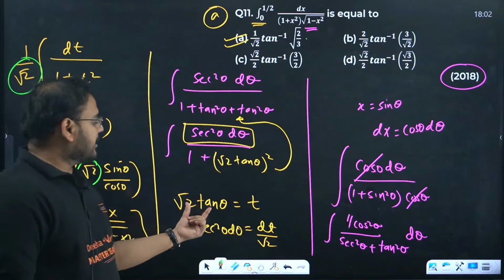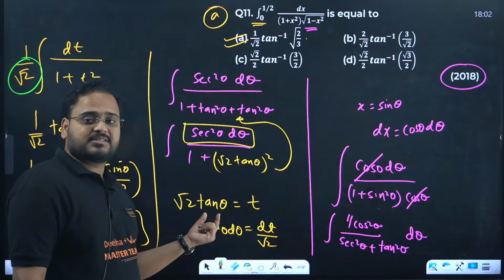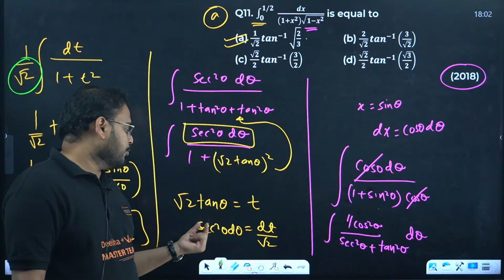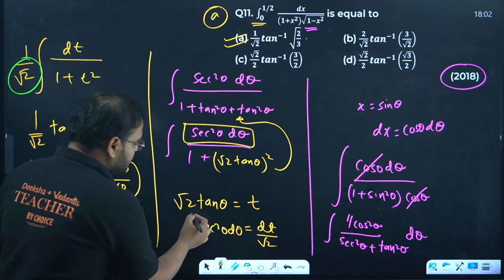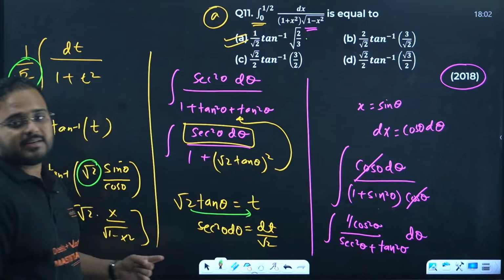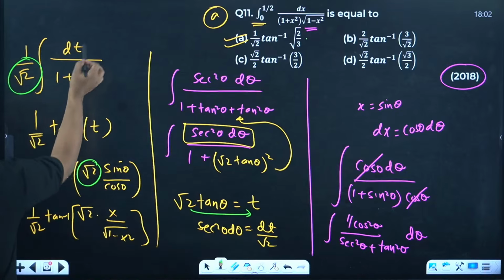Taking root 2 tan theta as t. Differentiate this. Root 2 is a constant, so it will stay over here, and tan becomes secant square. This root 2 will go on this side, right? The constant. And that you're going to get over here as dt by root 2.